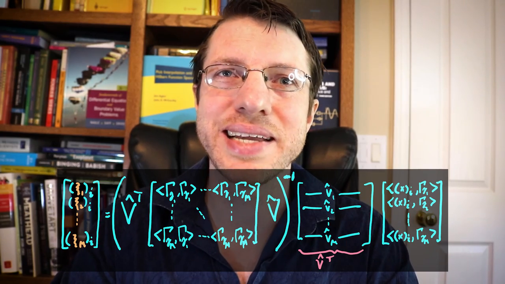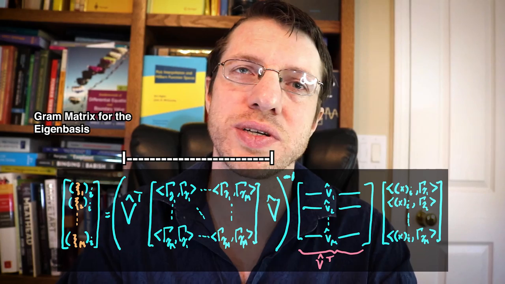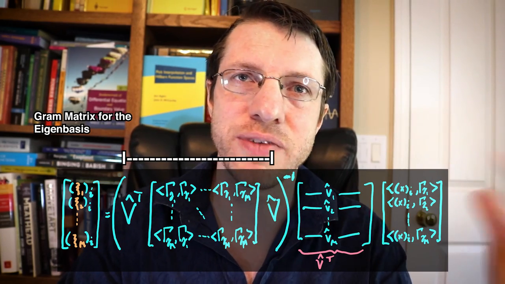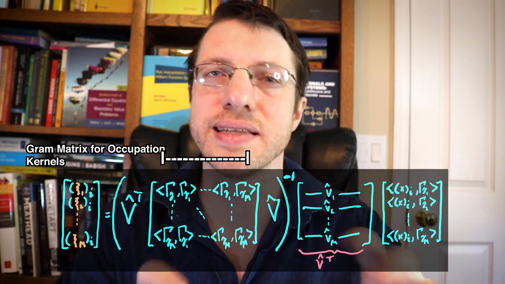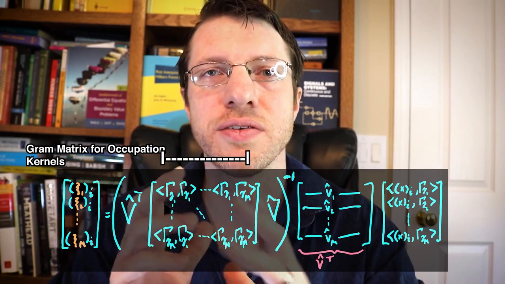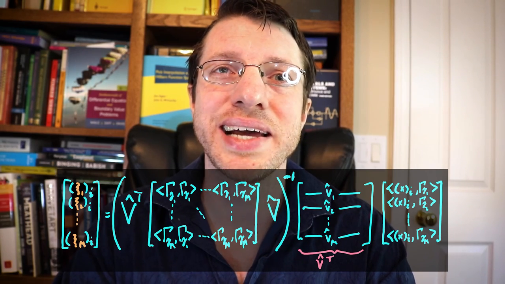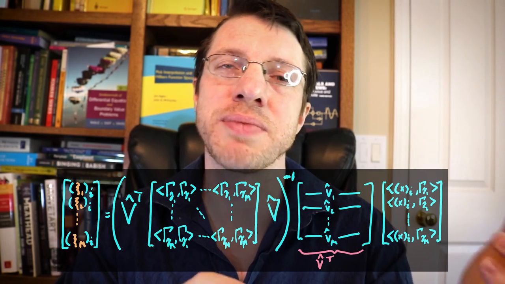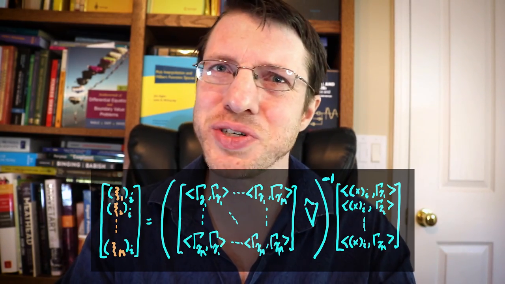And so then we end up having the inverse of this Gram matrix, which is written as, say, V transpose times a Gram matrix times V, this inverted, times V transpose times our inner products against our occupation kernels. And then the V transpose can be pulled out to the other side using what mathematicians call the socks and shoes theorem.